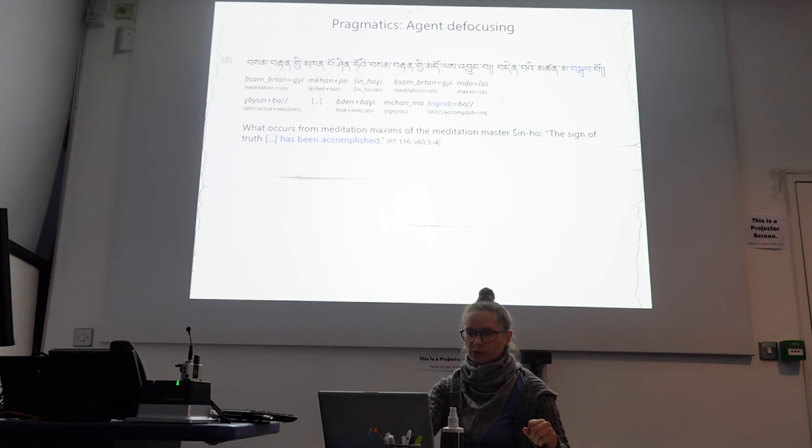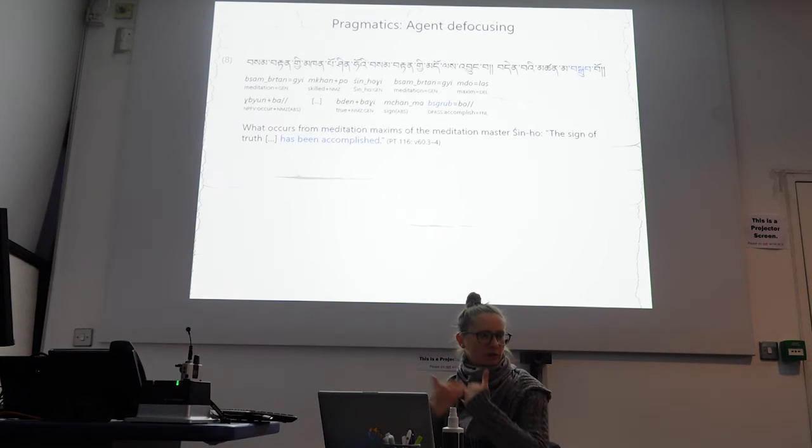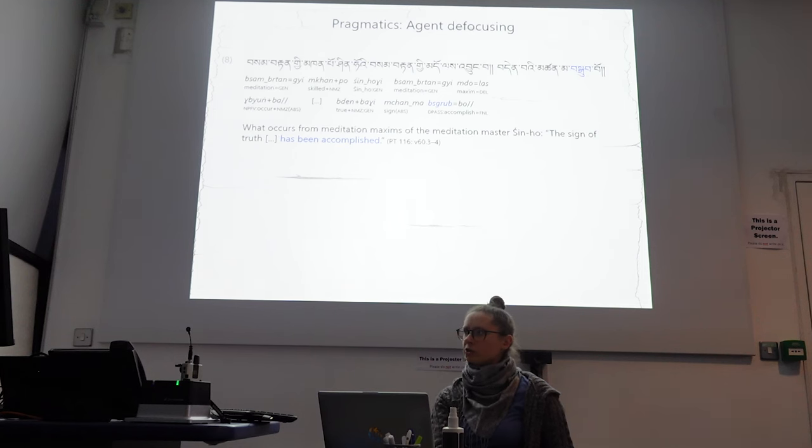Now we come to the most important part of proving the passive, which is pragmatic, so how this particular construction is really used, what its functions are in text. And agent defocusing means the agent is kind of backgrounded in the discourse. But the point about proving that it is agent defocusing is that it's very difficult in Tibetan, as also in many other Asian languages, because those languages, like Tibetan, tend to omit core arguments from the clause.